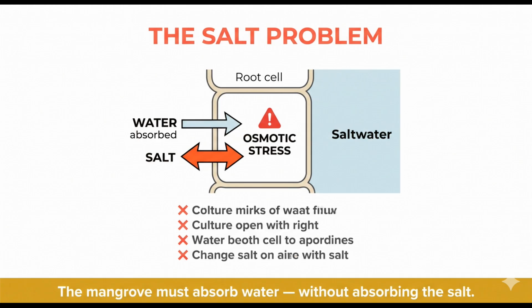So the mangrove faces an impossible-sounding problem. It needs to absorb water to survive. But the water it lives in contains salt, and absorbing that salt would kill it. This is the problem that mangrove adaptations have evolved to solve, and they've solved it in very clever ways.